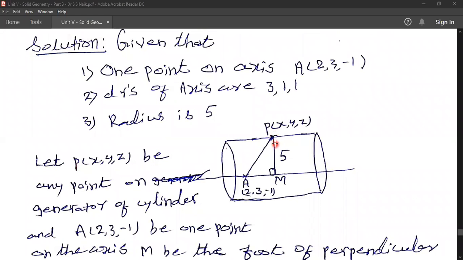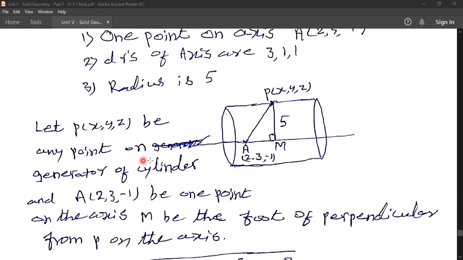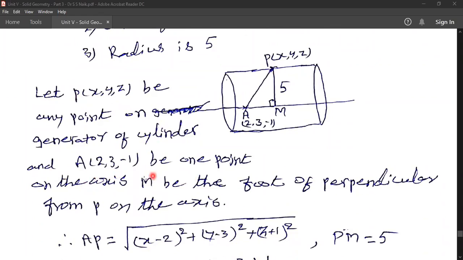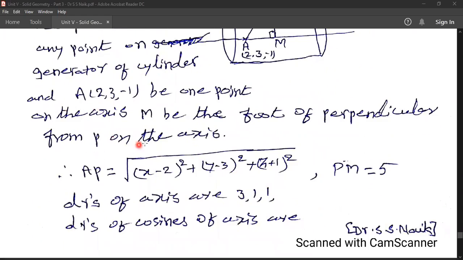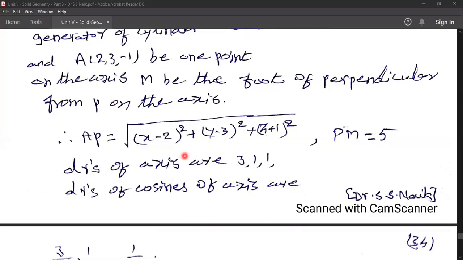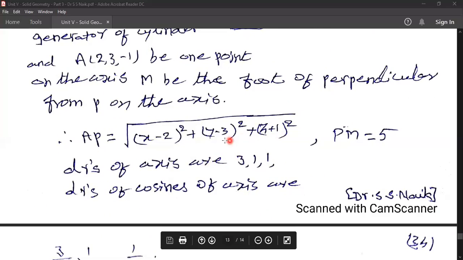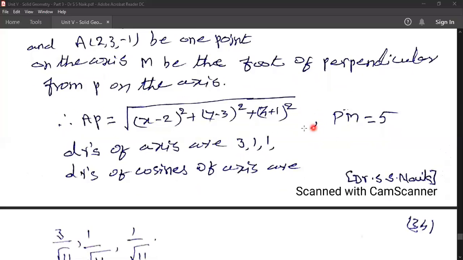Again, as in the last case, let P(x, y, z) be any point on the generator of the cylinder, and A(2, 3, minus 1) be one point on the axis, and M be the foot of the perpendicular from P on the axis. Then AP, again as in the last case, is x minus 2 bracket square, y minus 3 bracket square plus z plus 1 bracket squared.